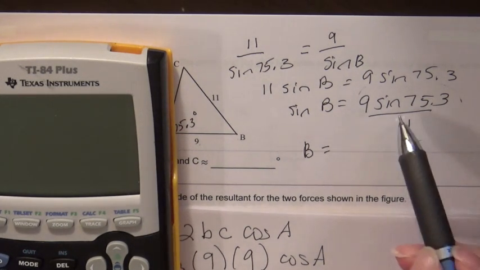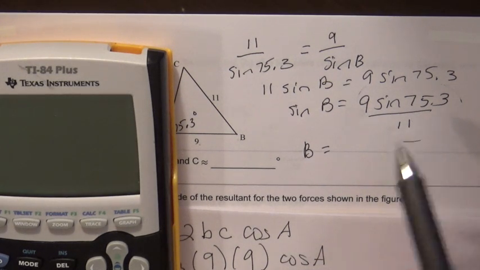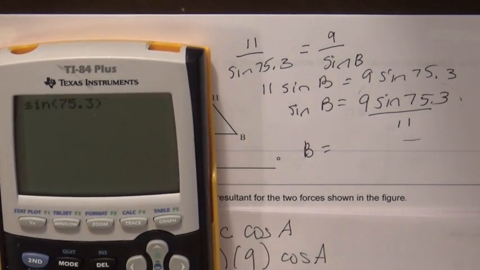Let's type in 9 times sine 75.3. Make sure your calculator is set to degrees for this problem. So 9, let's see, we're going to do sine of 75.3. Okay, enter. I need to multiply by 9. Then I need to divide by 11. Okay, I'm going to keep that number right there.